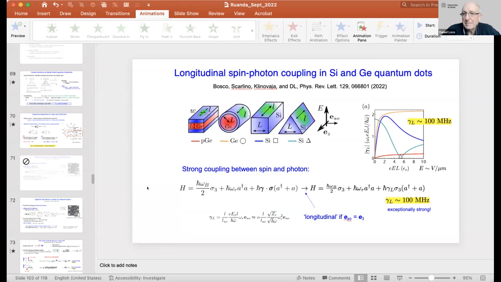Yep. Thank you very much. The next question is from Bernard. So he's asking, what is the particularity of hole spin quantum dots? The particularity, maybe I'm not sure what you mean by this. You mean what is special about hole spin qubits?